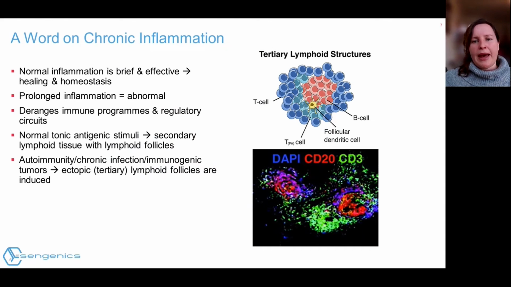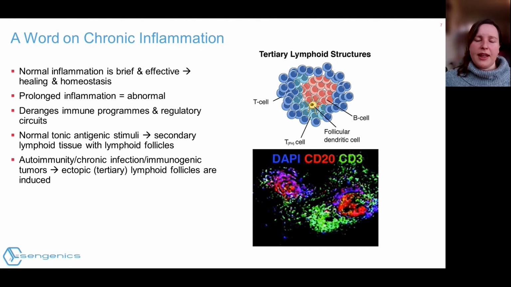Okay, so just turning back for a moment towards follicles, B cell follicles. B cell follicles are really clusters of B cells with a very specialized architecture that facilitates full B cell activation. Okay, so knowing that, I want to turn your attention to the idea of chronic inflammation. Normal inflammation is brief and effective. It will remove the inciting stimulus, clear the debris, and allow healing and tissue homeostasis to occur.